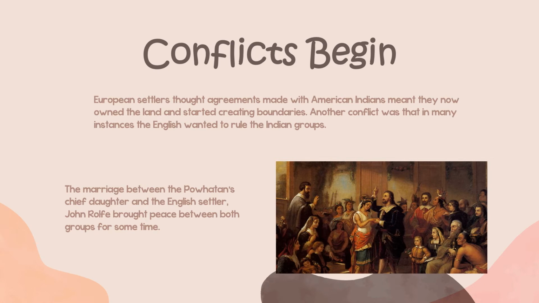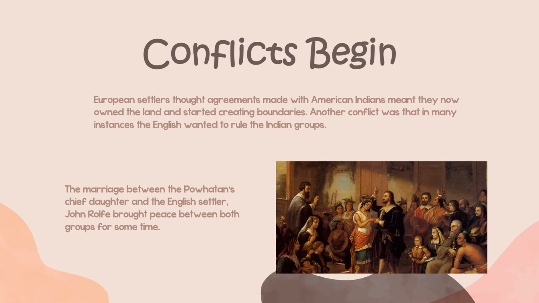Disagreement over land was not the only conflict between the colonists and the American Indians. In many instances, the English wanted to rule the Indian groups. The Indians had been living in these lands for long before the settlers arrived. They had their traditions and their customs, and the English settlers wanted to come and change their way of life. So this was definitely a problem.